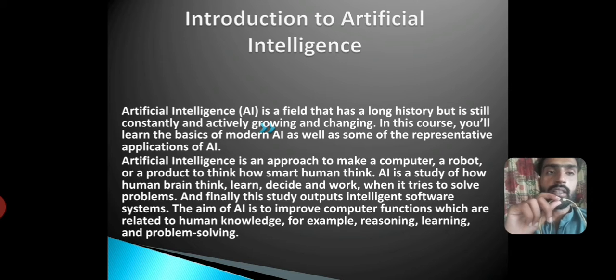how smart humans think. AI is a study of how the human brain thinks, learns, decides, and works when it tries to solve problems, and finally, this study outputs intelligent software systems. The aim of AI is to improve computer functions which are related to human knowledge, for example, reasoning, learning, and problem solving.